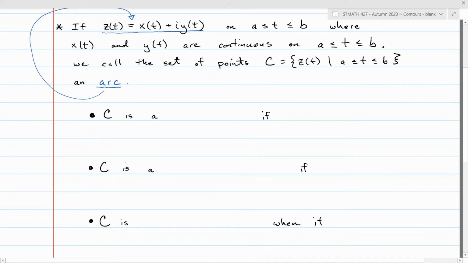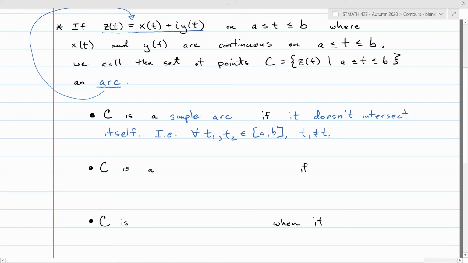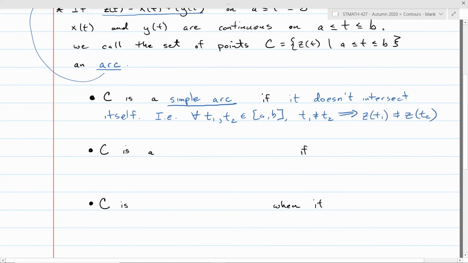And then we can talk about special kinds of arcs. So we can talk about a simple arc. An arc is a simple arc if it doesn't intersect itself. What we mean by that is that for every t1 and t2 in the interval from a to b, t1 not equal to t2 implies that z of t1 is not equal to z of t2. So that's a simple arc.